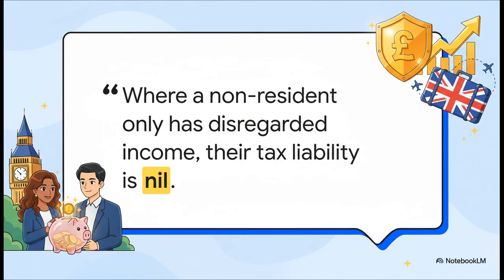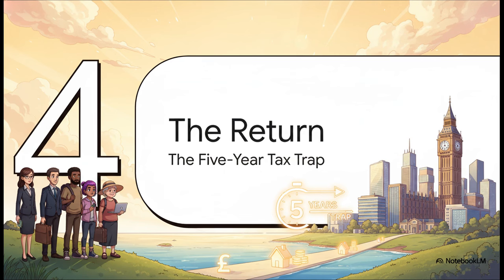It's a massive perk. But what if Alex's move isn't forever? What if, after a few years of pasties and natter, he decides to move back to the UK? This is where a major, and I mean major, anti-avoidance rule comes into play. It's like a tax boomerang that can come flying back and hit you if you're not prepared.